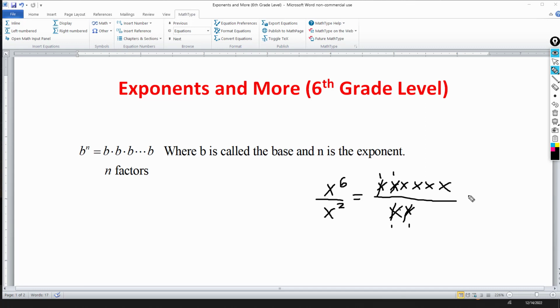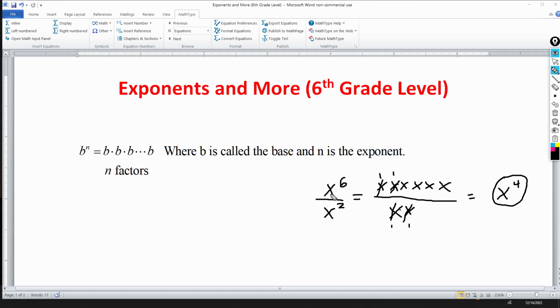So what do I have in the numerator then? I have 1, 2, 3, 4 factors of x. That's x to the 4th. Times 1, that's still x to the 4th. Divided by 1 times 1, which is 1. So x to the 4th divided by 1 is still x to the 4th.